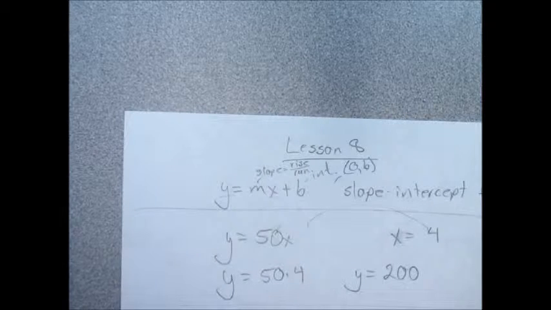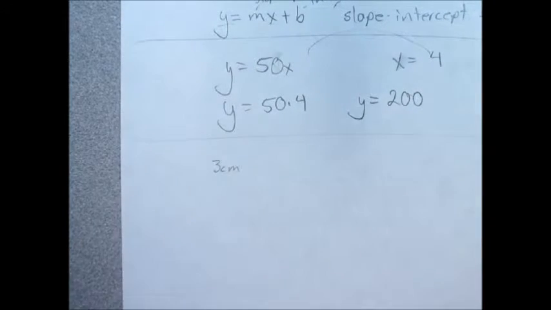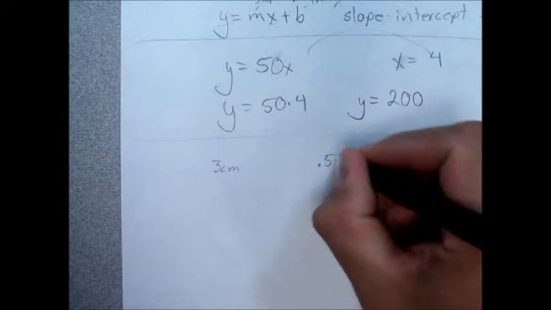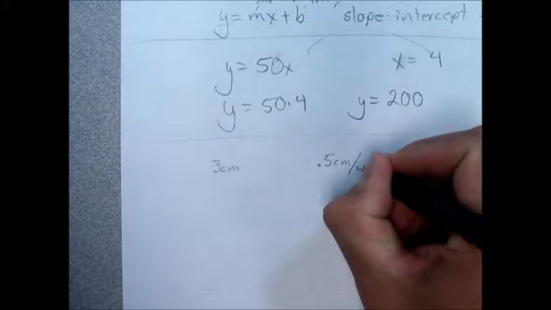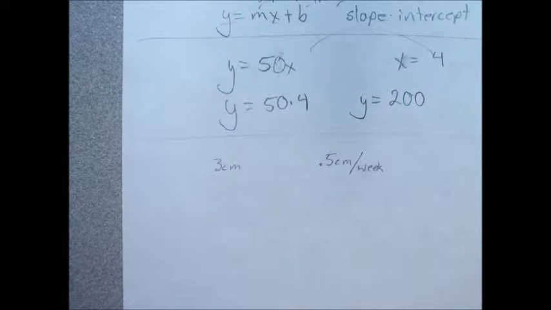We're just going to start in on some examples. A botanist transplanted a plant that was 3 centimeters tall into an experimental soil. He took measurements once a week and found that on average the growth rate was 0.5 centimeters per week. Write a linear equation of two variables to describe the height of the plant over time, and then graph that equation.